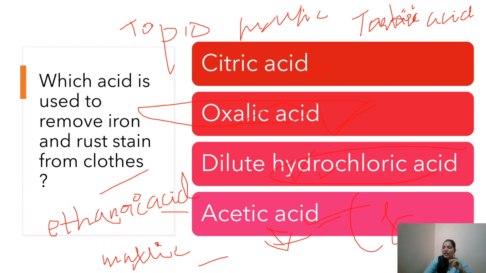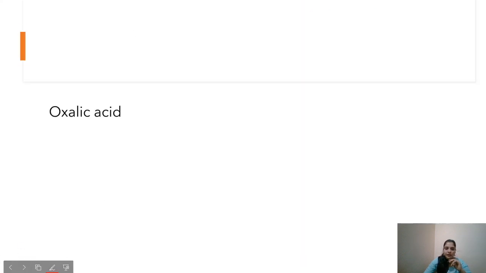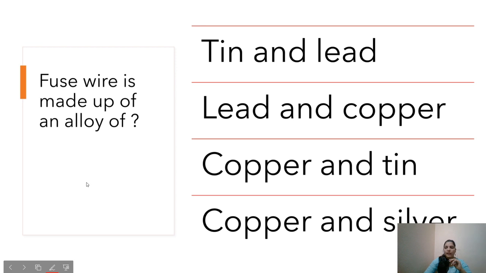So citric acid is different to tartaric acid. It is an organic acid. So this is about the citric acid, tartaric acid, malic acid, oxalic, dilute hydrochloric, and acetic acid. So let us move on to the next question. Fuse wire is made up of an alloy of. See, the options are tin and lead, lead and copper, copper and tin, copper and silver.